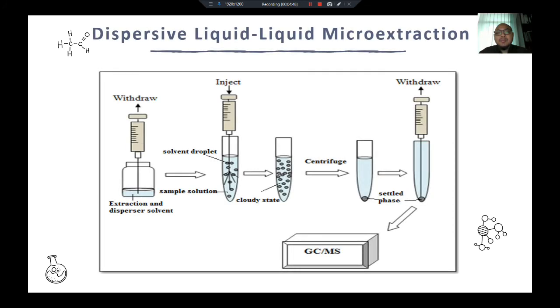Okay, this is the previous one. Again, the extraction and dispersive solvent are mixed together, and then we take some and inject it into our sample, so it becomes cloudy. That is okay, don't get scared. And then we centrifuge. So the phase settles, and then we withdraw it for the next analysis.